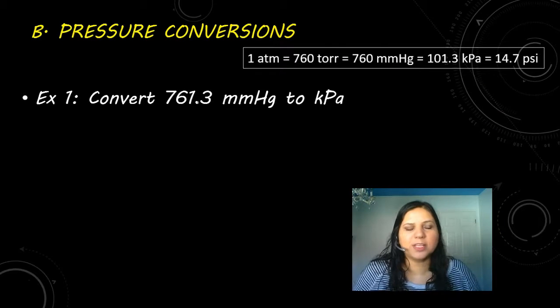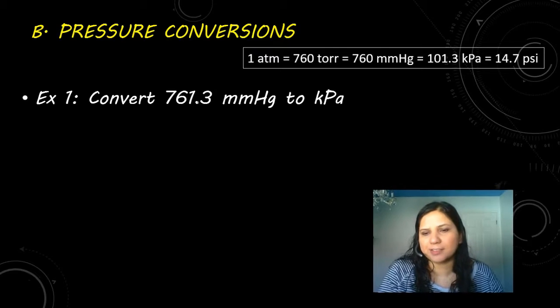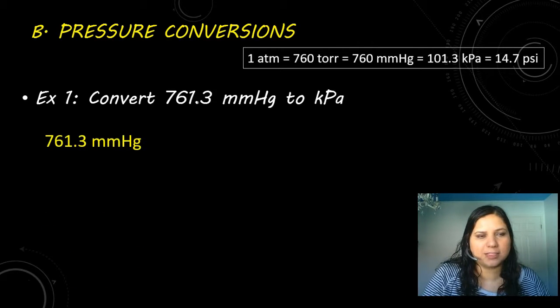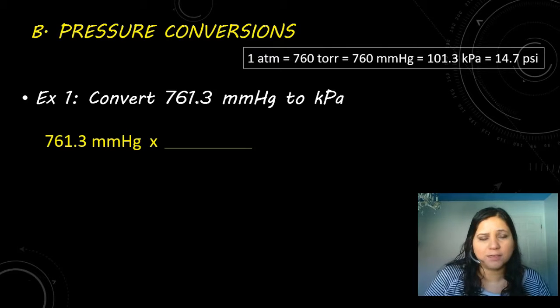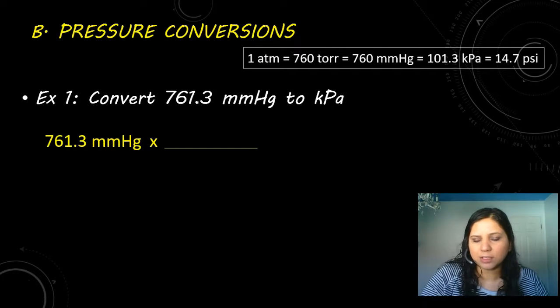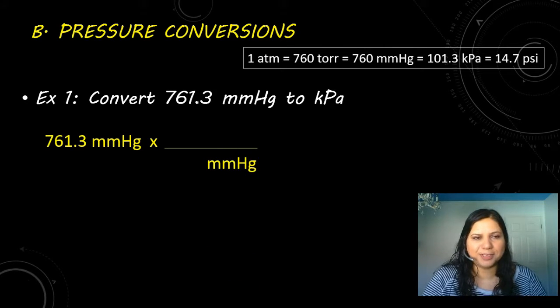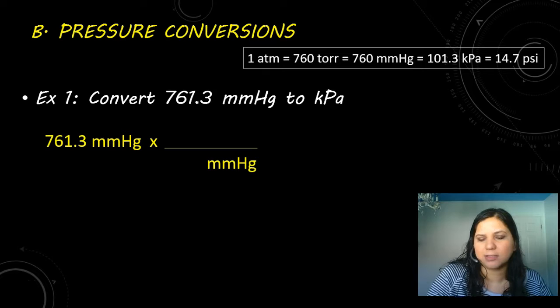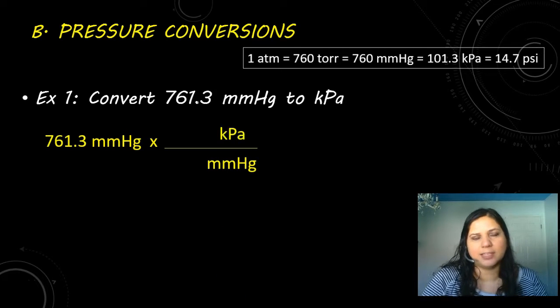All right, let's try this first one. It says convert 761.3 millimeters of mercury to kilopascals. All right, so we'll start with 761.3 millimeters of mercury, which is given. We're going to multiply by the conversion factor. The conversion factor has the given unit on the bottom. So the unit that we're looking to cancel is millimeters of mercury. That's why we drag it to the bottom. On the top, we're going to put the desired units, the units that we want to find, and that is kilopascals.